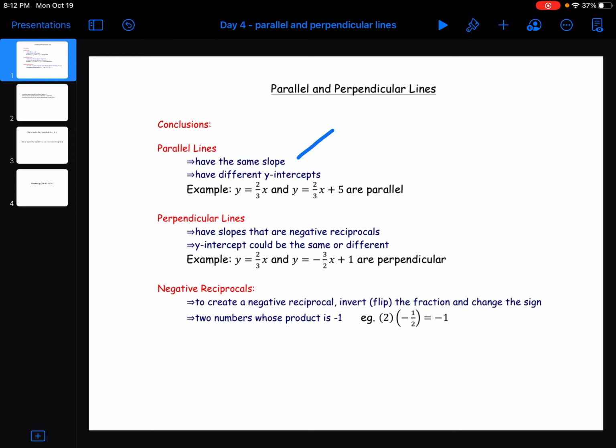If we think about that, a parallel line goes up to the right. Then if a line was parallel to it, it would also need to go up to the right. Both lines never are going to touch. They're never going to meet. That's the definition of parallel.